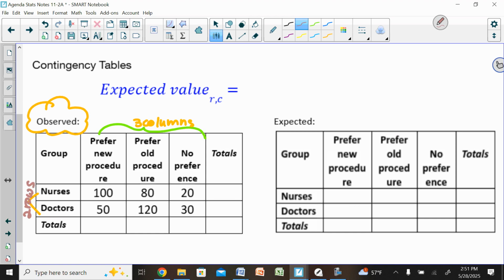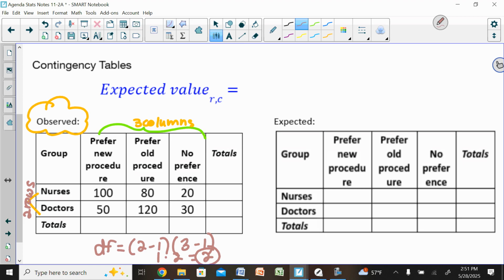When we're talking about our degrees of freedom for this case, we do our number of rows minus 1, so 2 minus 1, multiplied by our columns, 3 minus 1. So 1 times 2, the degrees of freedom we're going to work with here is 2. Okay, so that's the first thing I wanted to make sure I mentioned. The table is different because we've got 2 different things we're looking at.